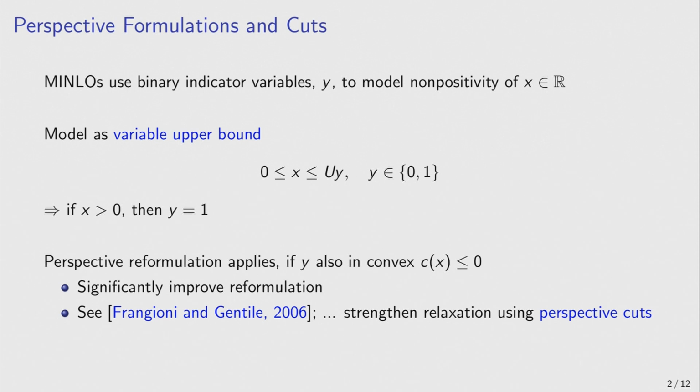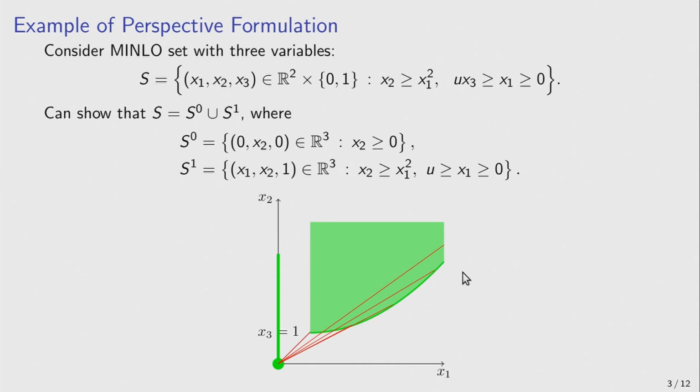And so we've seen this structure before, this variable upper bound constraint, where a set of variables x is either 0, if y, the indicator variable, is 0, or they're free to be between 0 and some upper bound if y is 1. And the perspective formulation that we're going to study here applies when y is also somehow involved in this convex function that has some upper bound. You can then significantly improve the formulation, and that was popularized by Frangioni and Gentile in 2006.